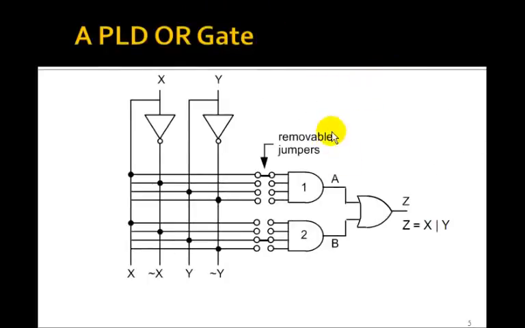If we wanted an OR gate, we just change the switches. So if we connect this one to X, A would be X, connect this one to Y, this B would be Y, and Z is just then X or Y.